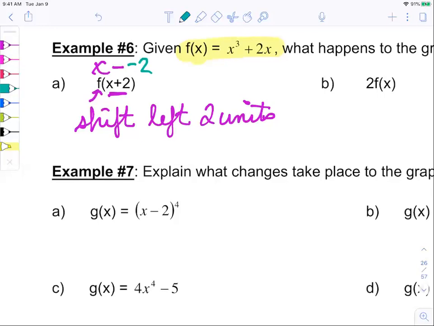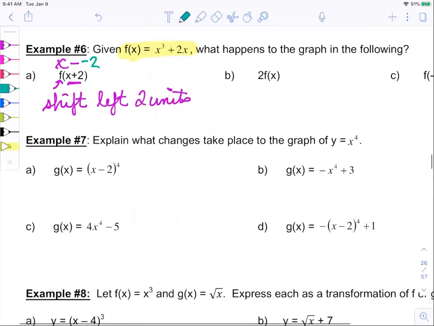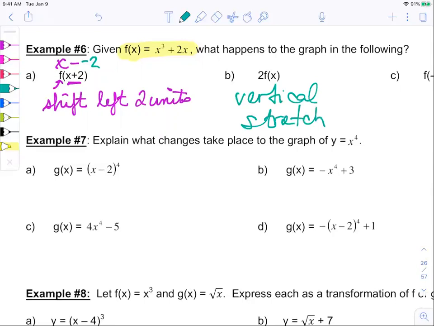So letter B says 2 times f of x. What would happen to the graph if it had 2 times f of x? Joe, what's going to happen with that graph if it says 2 f of x? It would be a vertical stretch. Nice. And that applies to any function, whether it says x cubed plus 2x or some other crazy function. If it says take 2 times f of x or 5 times f of x, it's a vertical stretch.